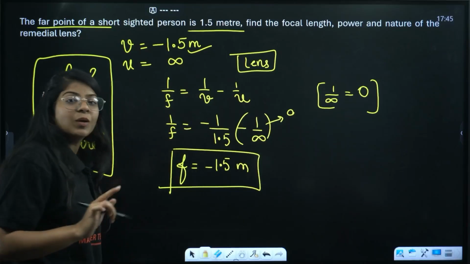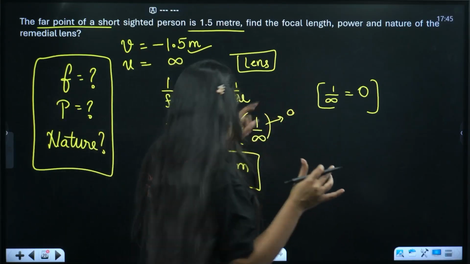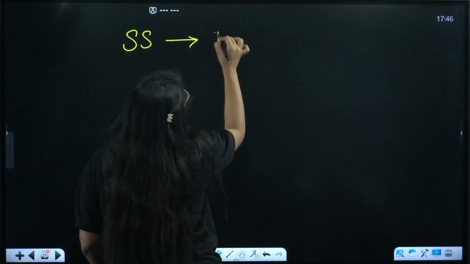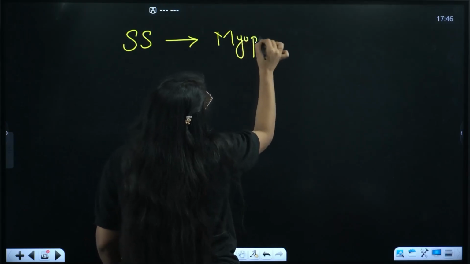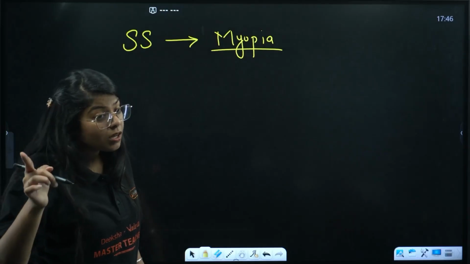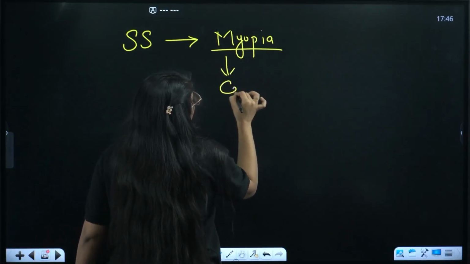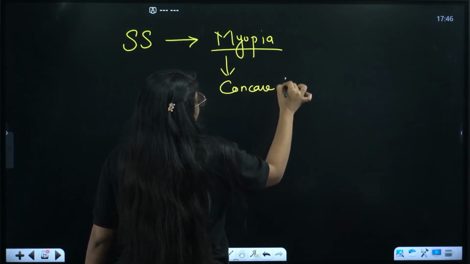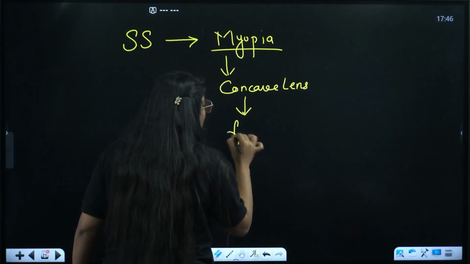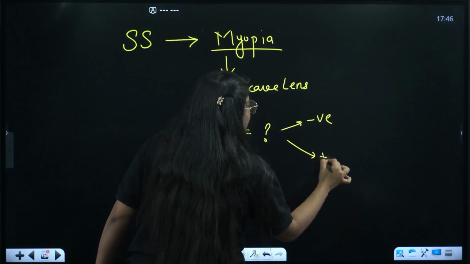Now let me tell you one more thing. If this is short-sightedness, short-sightedness means it is myopia, right? This is myopia. Now to correct myopia, which lens do we use? Let me know in the comment section. We use a concave lens, right? We use a concave lens. Now the focal length of a concave lens is what? Is it negative or is it positive?